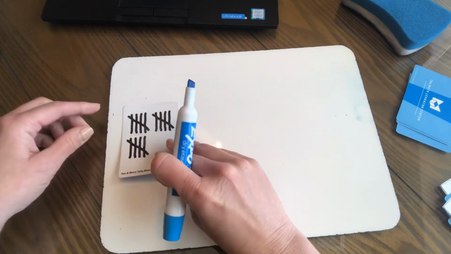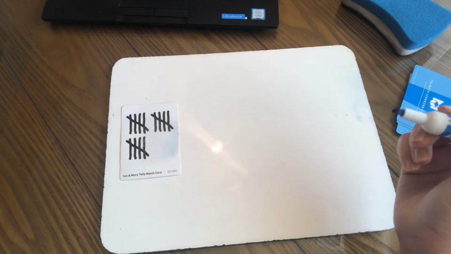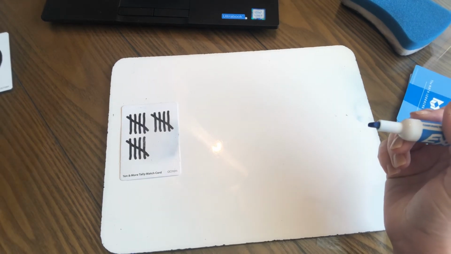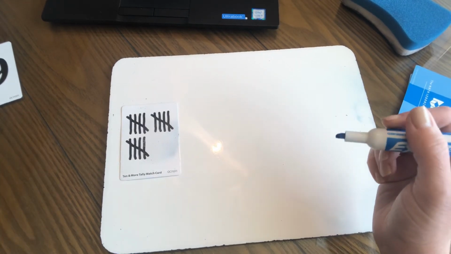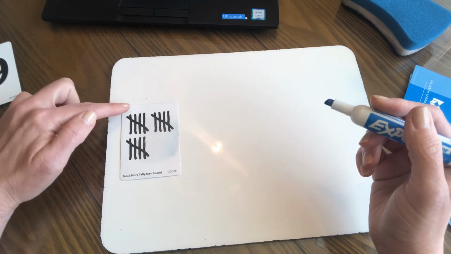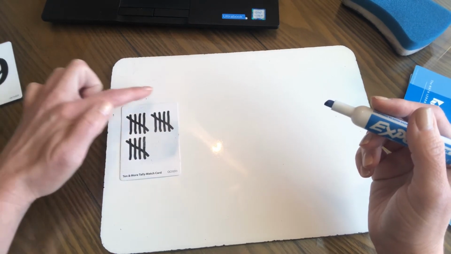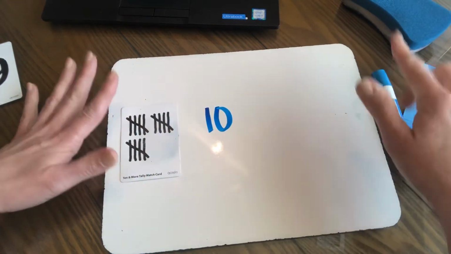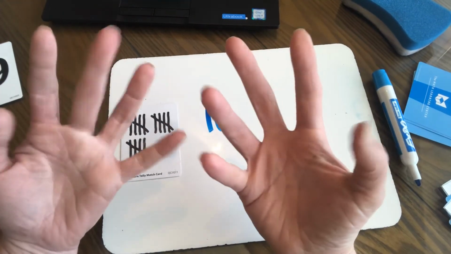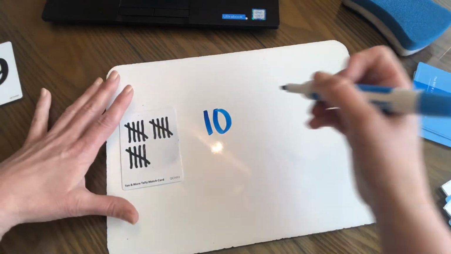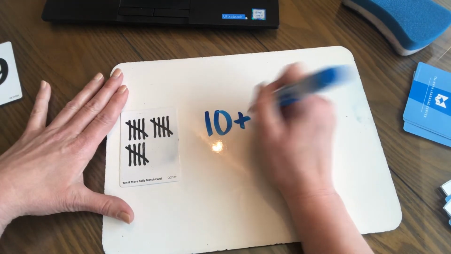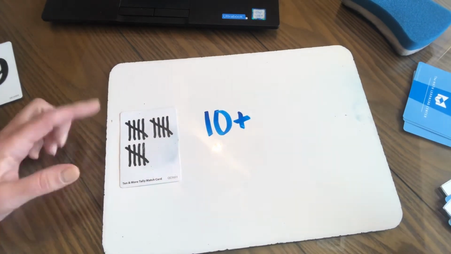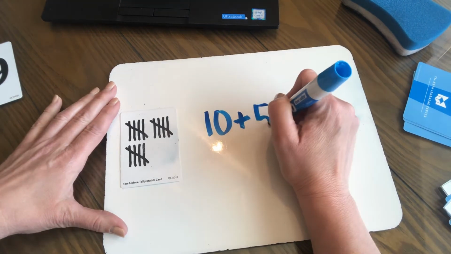Okay, let's do just a few more. Oh, I like this one. This one has all groups of 5 and no extras. So let's figure out what this number is. I've got 10 on the top. Because remember, my 2 groups of 5, both of my hands, are 10 fingers in all. And I've got 5 on the bottom.